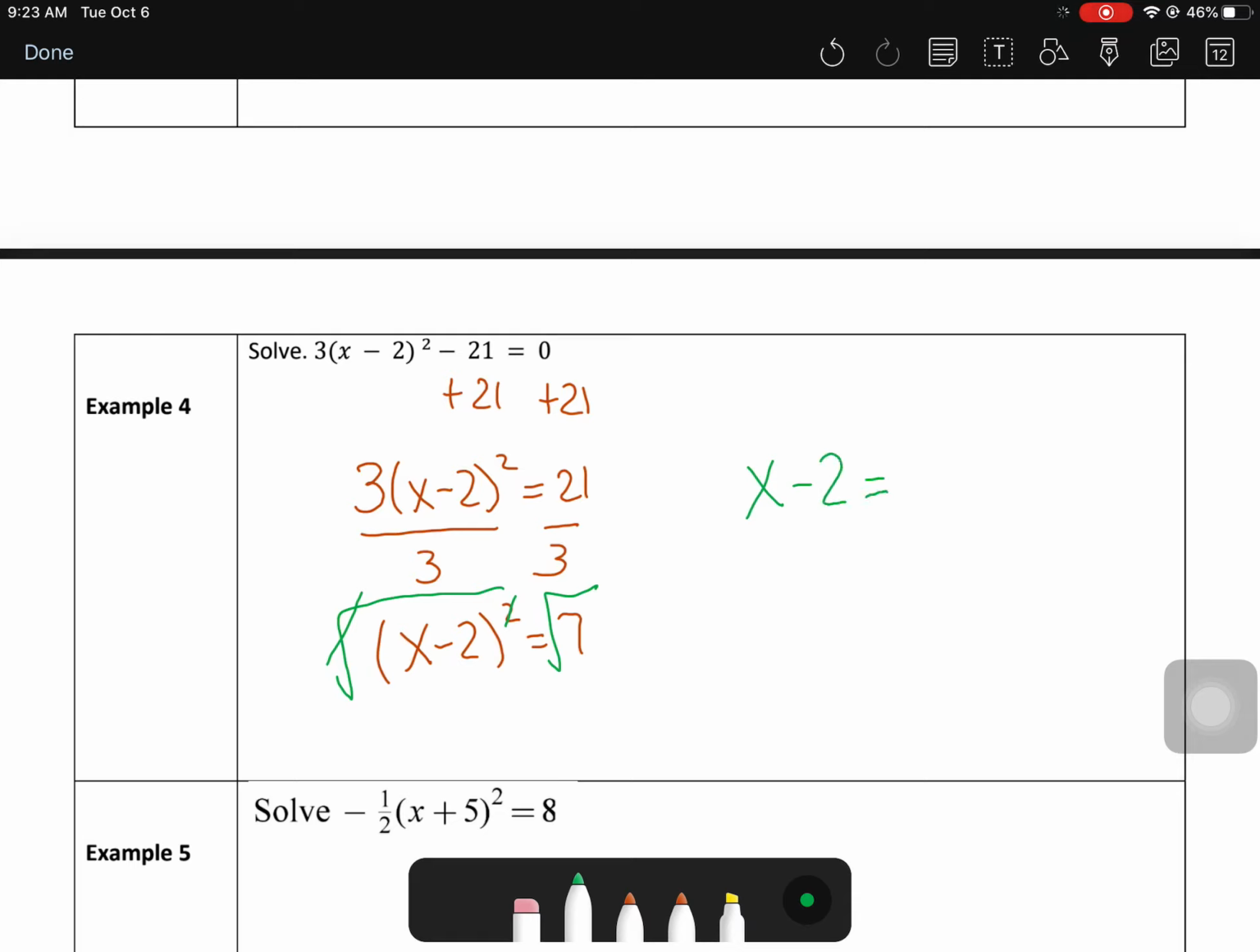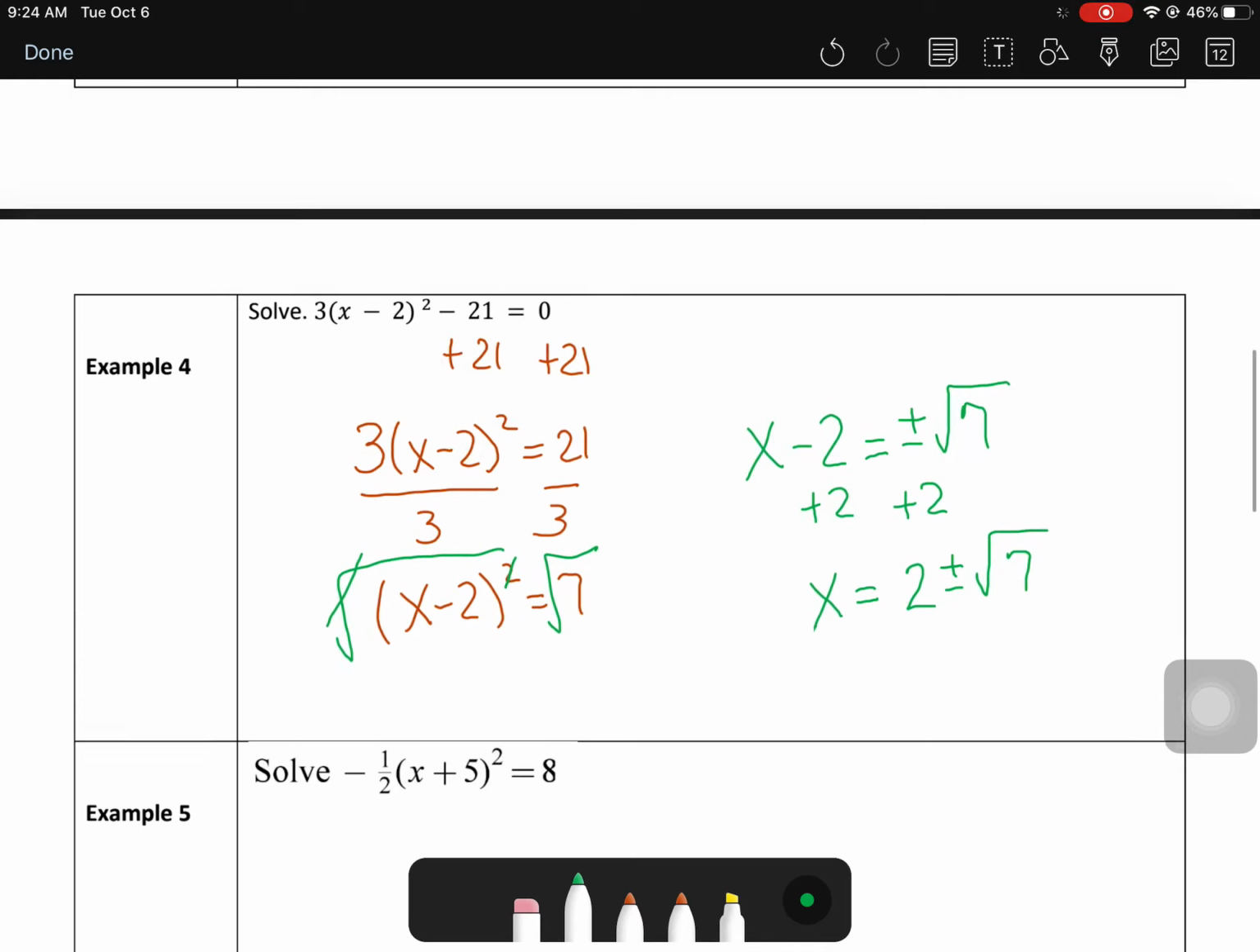Since the square root of 7 is not a perfect square, we're going to leave it as a radical. But don't forget your plus or minus, and since it can't be simplified, we'll leave it as the square root of 7. To finish, we're going to add 2 to both sides. x is equal to, remember to write the real part first, which is the 2. Then we're going to put the radical second, the plus or minus square root of 7, which is also a real number, but we'll put the radical as the second part.